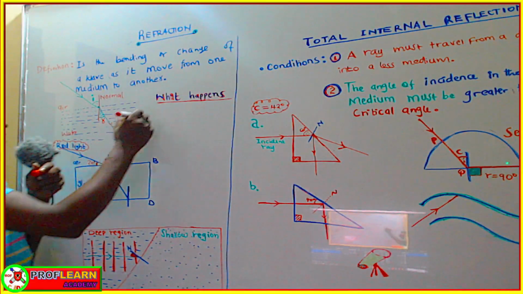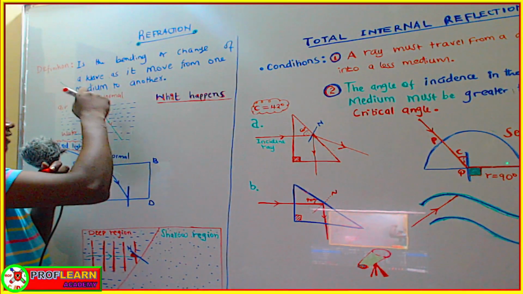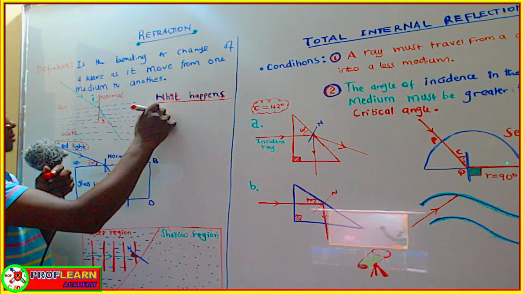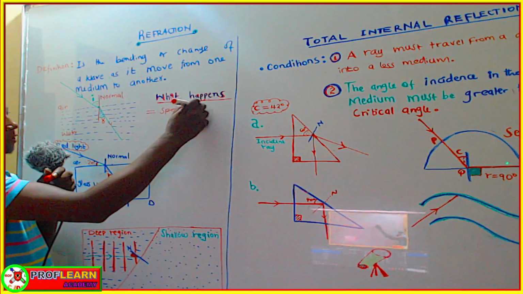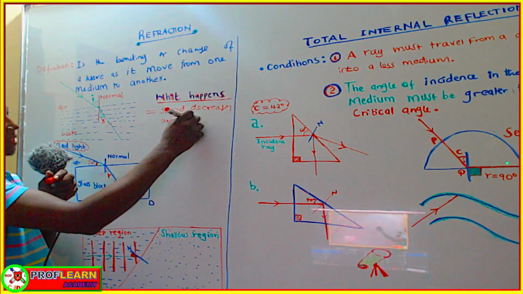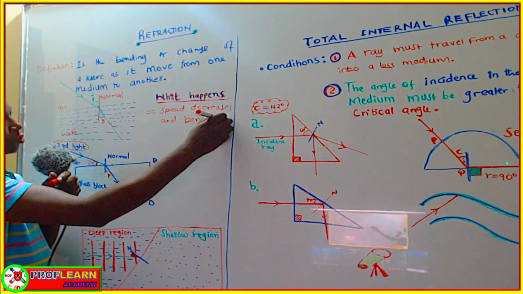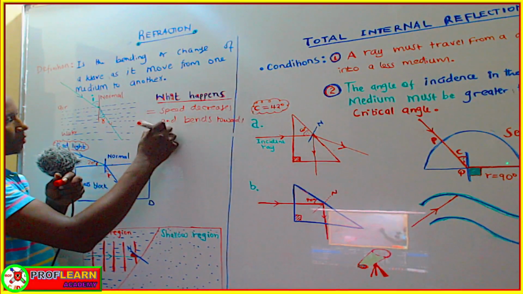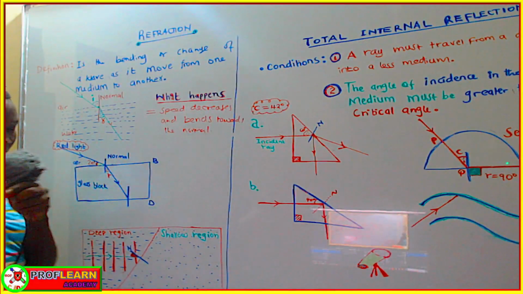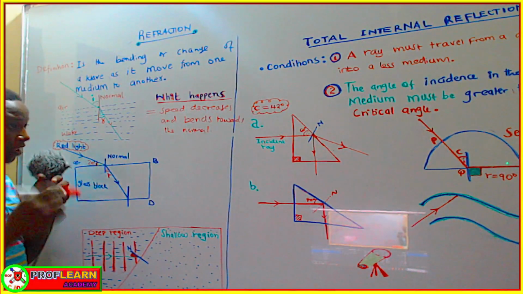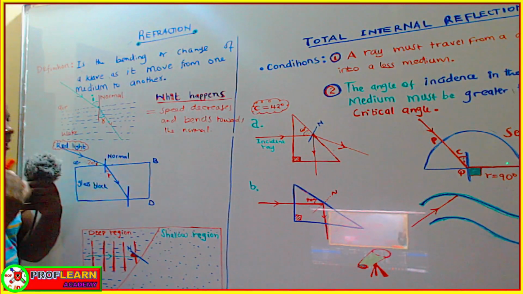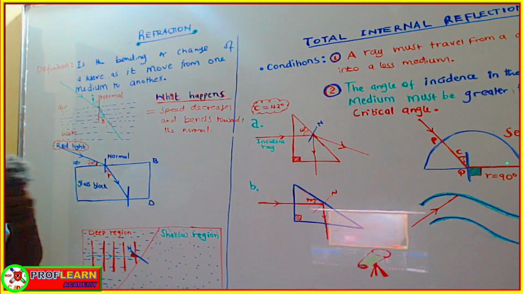So what happens when a ray is moving from a less dense medium to a more dense medium is that speed decreases and it bends towards the normal. The first thing that you need to appreciate is that refraction is a change of direction of a wave, or a bending of a wave when it's moving from one medium to another.